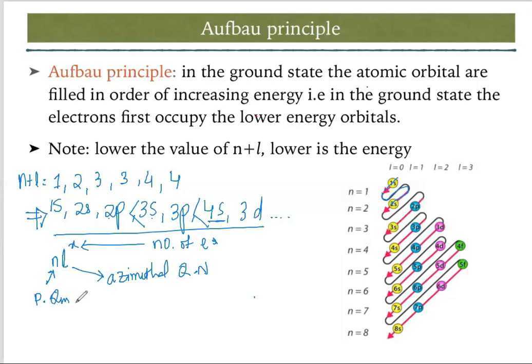Now there is a small concept. How many maximum electrons are possible in a subshell? You remember, the s subshell can hold a maximum of 2 electrons, the p subshell a maximum of 6, the d subshell a maximum of 10, and the f subshell a maximum of 14.